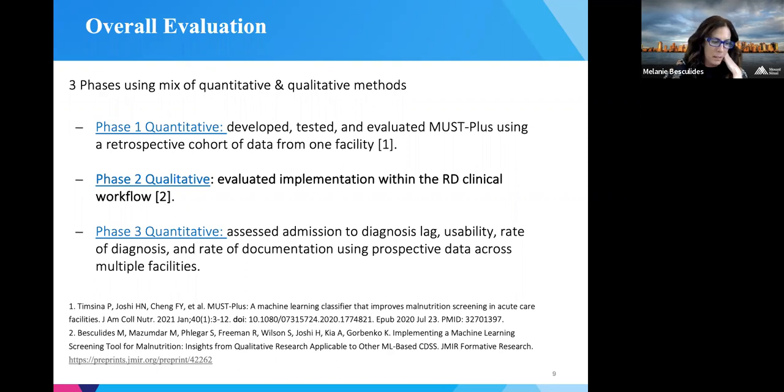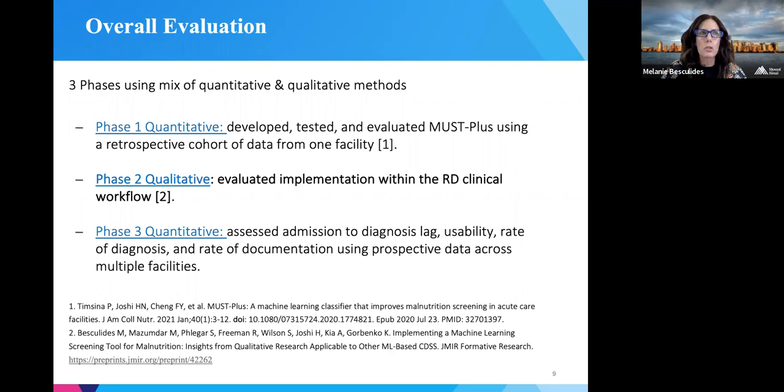And then we have the success rate, which is, how often is an RD actually, we consider the registered dietitian the gold standard. How often, when they see a patient that is considered high risk by the tool, how often are they actually diagnosed with being malnourished?